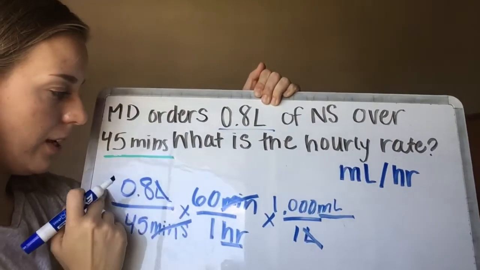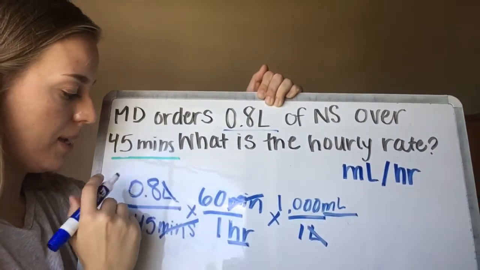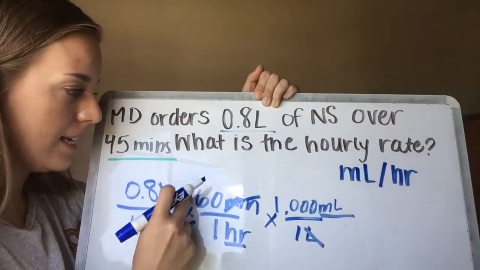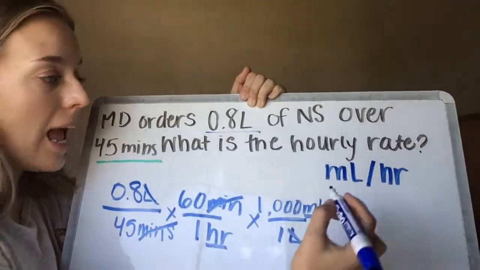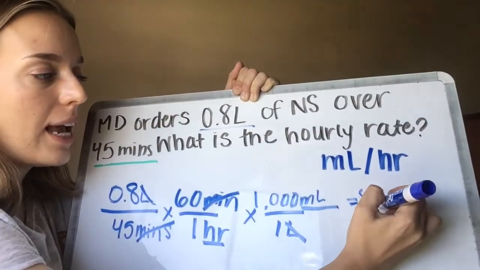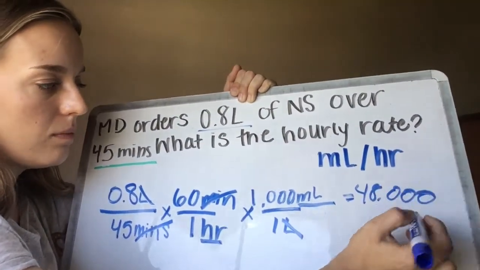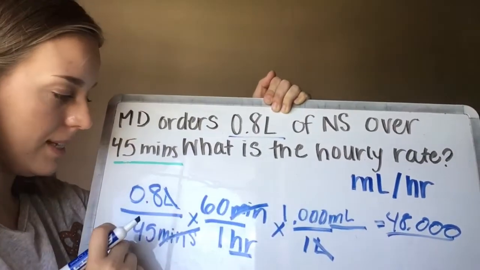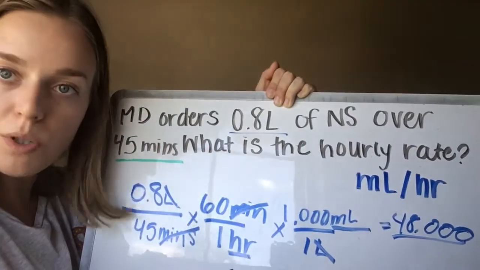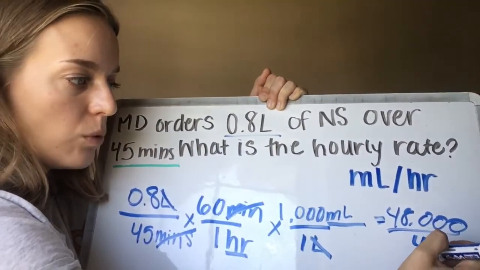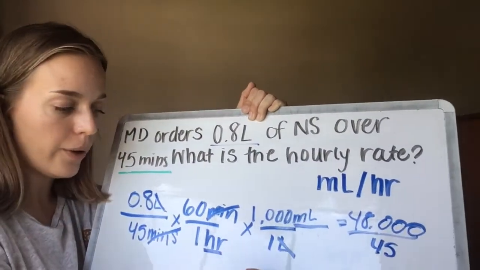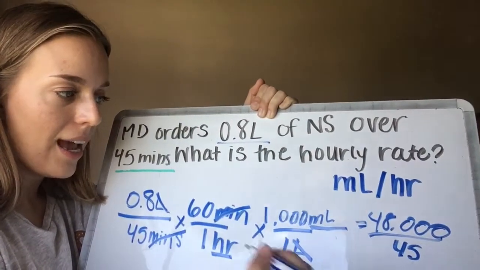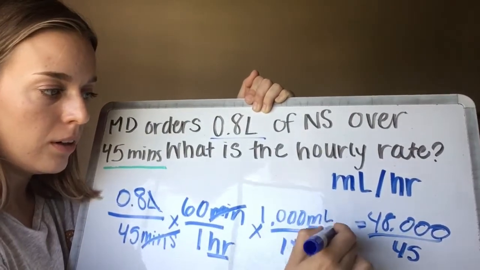denominator and the right numerator, and now we're going to multiply right across the top. So in our calculator, we're going to put in 0.8 times 60 times 1,000, and we're going to end up with 48,000. All right, and now we're going to put it over whatever the bottom is. It's 45 times 1 times 1, which is 45. And when we divide these in a calculator, we are going to come up with 1,066.